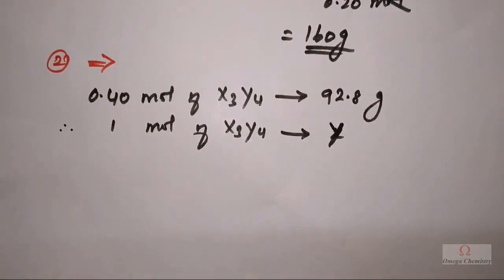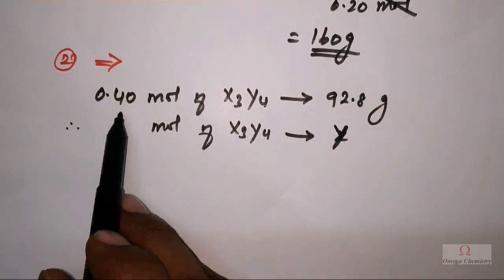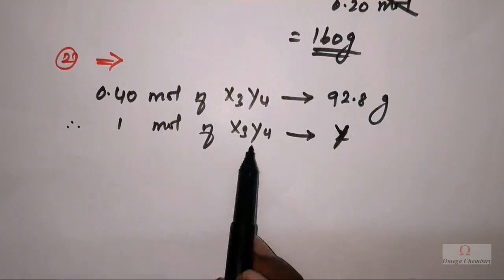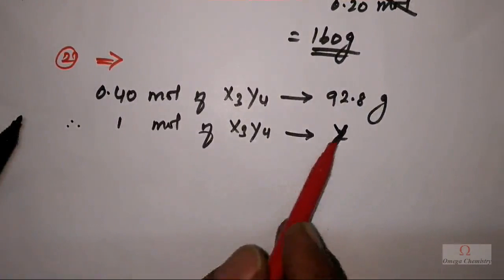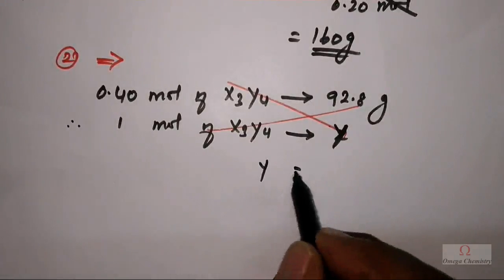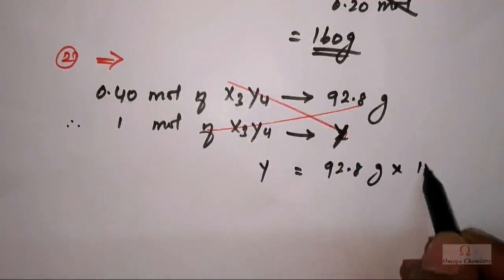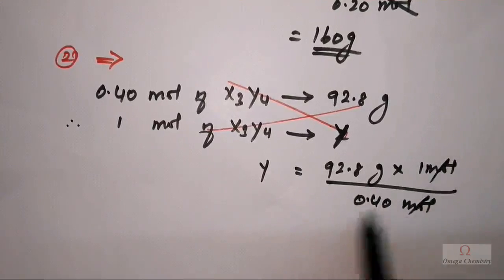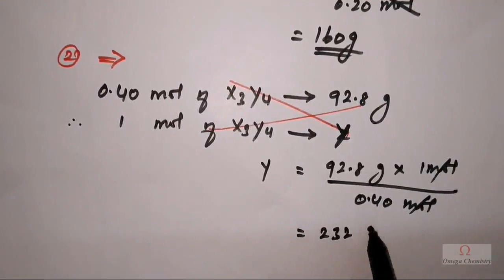In the same way, I am going to calculate the second equation, that is, 0.4 moles of X3Y4 will weigh 92.8 grams, and I am going to find out 1 mole of X3Y4. I am going to call it Y. Upon cross multiplication, Y is equal to 92.8 grams into 1 mole divided by 0.40 moles, right? So the mole will get cancelled, and if I calculate this, I will get 232 grams.